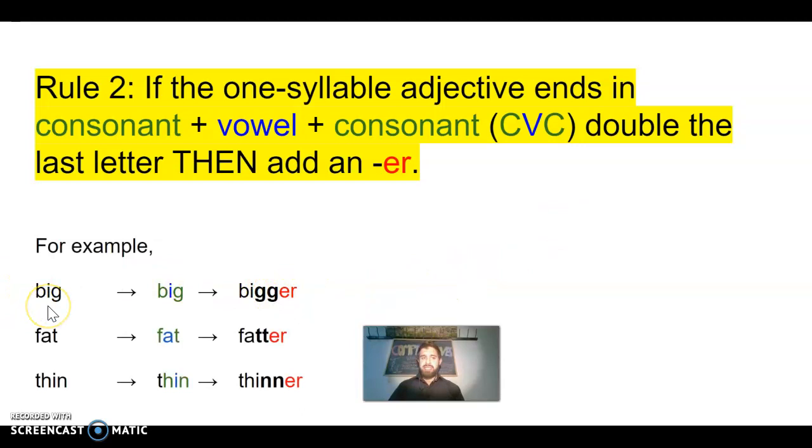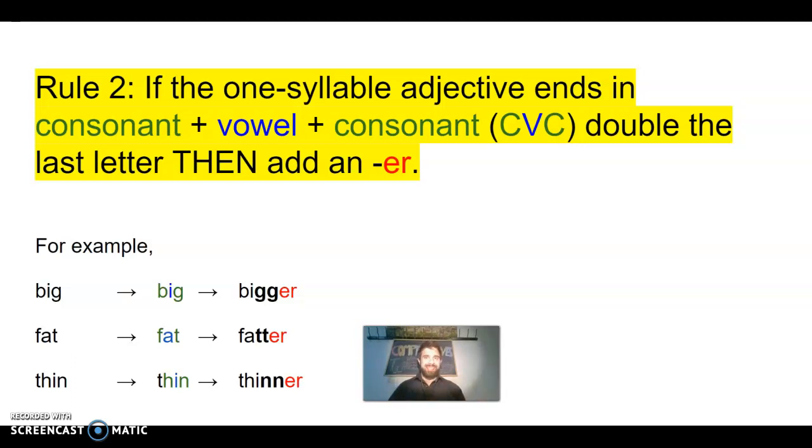Big, one syllable. Big, how many syllables? Big, one. And also, does it end in consonant, vowel, consonant? Well, first of all, what are vowels? Vowels, A, E, I, O, U. What are consonants?